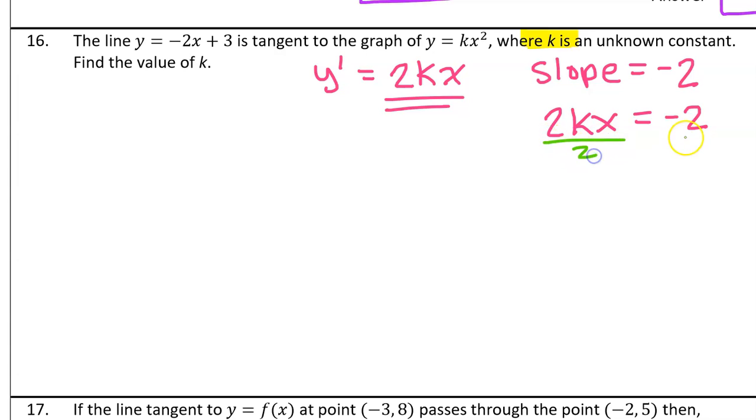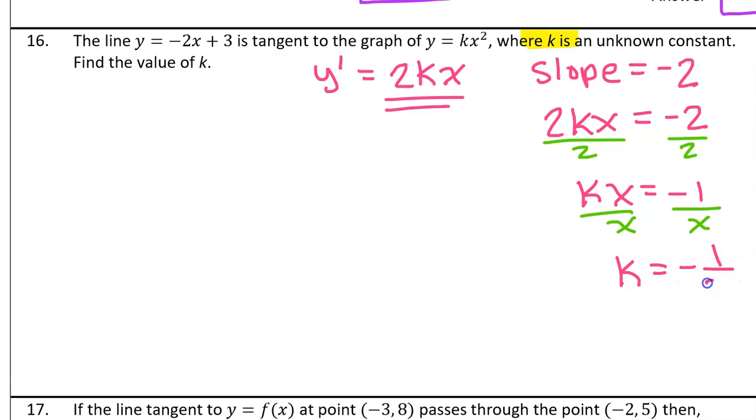So I'm going to divide both sides by 2, and that's going to give me kx is equal to -1. Now I am going to divide both sides by x, and that is going to give me k is equal to -1 over x. All right, file this away for later use. We're going to need this information in the future.